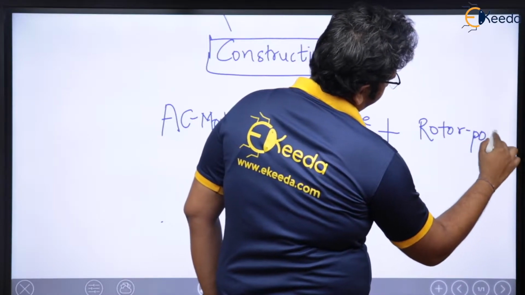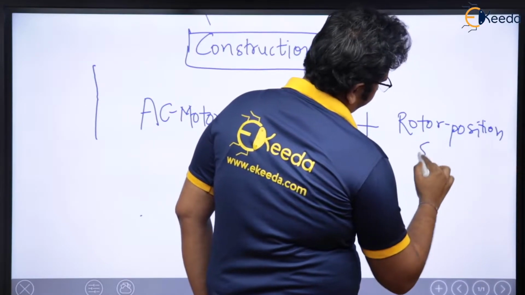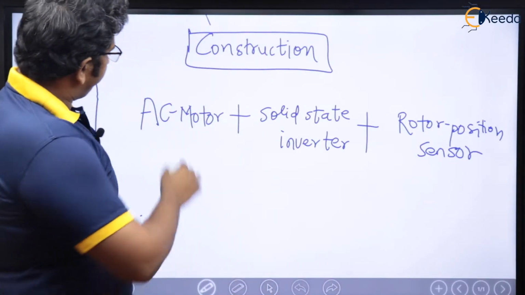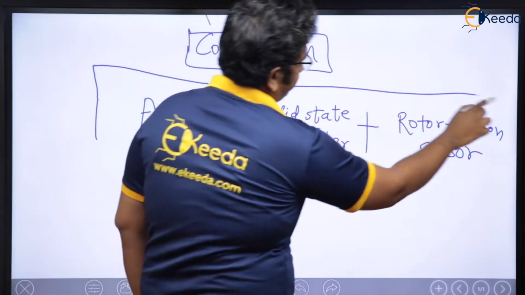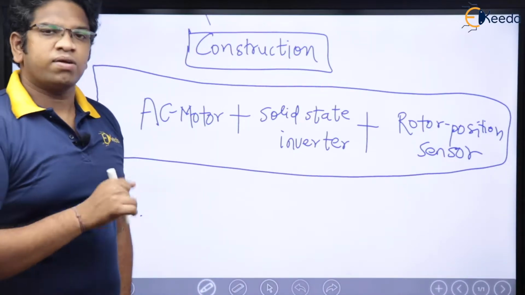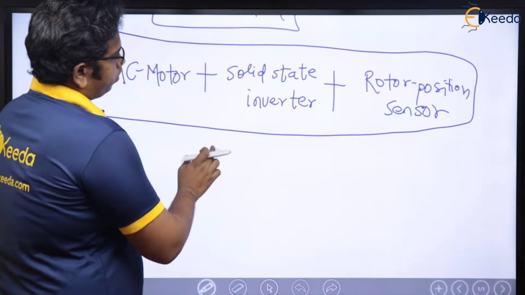Rotor position sensor. So a BLDC motor is a complete mixture of all of these three things. How are they working? I will tell you right now. What is the meaning of these, and why do we actually need them?